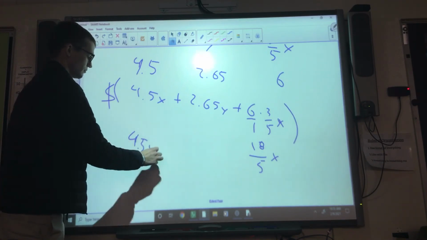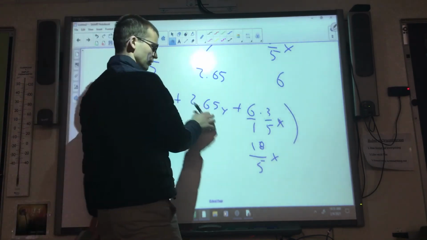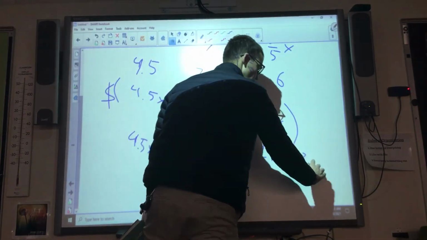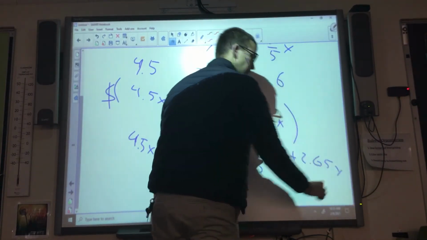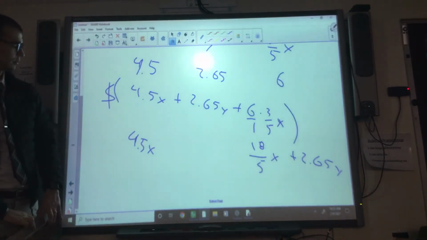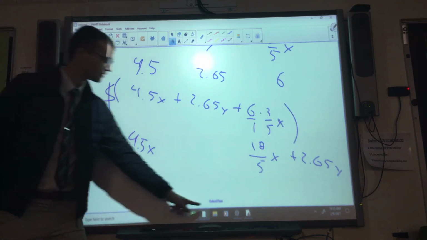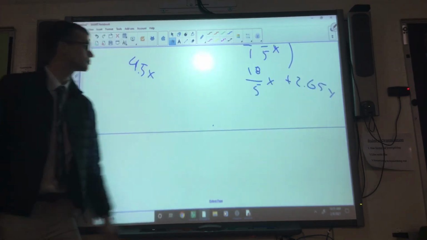So I've got 4.5x. And I'm just gonna, remember, these are all addition. So for right now, we can just move the 2.65y over here and just realize, hey, we're not gonna touch that. Can we add 4.5 plus 18 over 5? No. Yeah, that looks like not much fun actually.